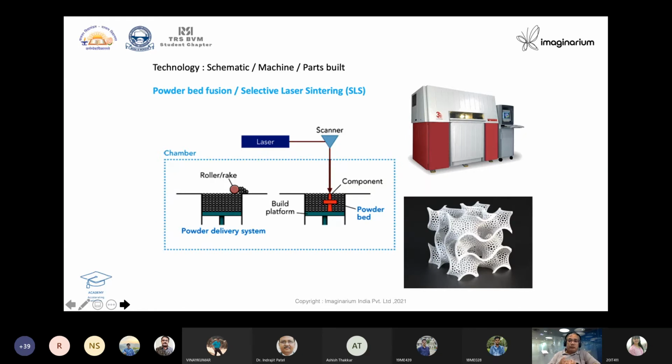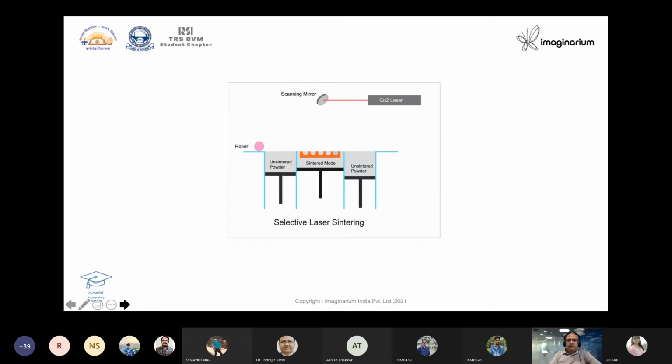Because it is made up of powder, and powder can be easily removed from between the parts, you can establish a kind of linkage. That is sound, just like what you achieve in assembly. So this is a wonderful technology, and you can see how it works.